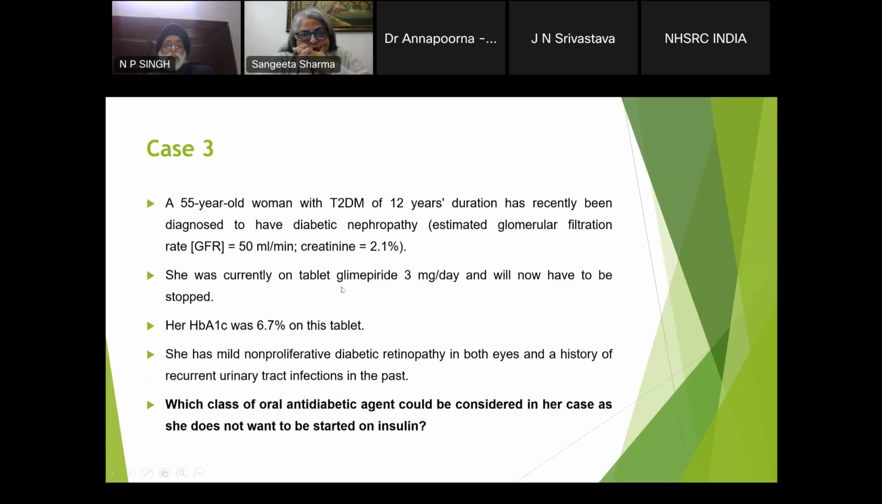So the last case is again a young female as compared to the previous one. She has had type 2 diabetes for 12 years. Her GFR is 50 ml. She is in stage 3 CKD. She is on glimepiride 3 milligrams per day. But this is a long-acting drug which has a propensity to cause hypoglycemia, especially in the presence of CKD. Her HbA1c is 6.7%. She has mild retinopathy and a history of recurrent urinary tract infection in the past. So, which class of drug would be better suited for her?